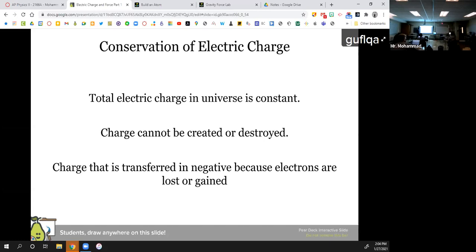So just like conservation of energy or conservation of momentum, there is a law of conservation of electric charge. So the total charge in the entire universe is constant. Charge cannot be created or destroyed. It's basically transferred from one object to another. And in terms of this unit, what is being transferred is a negative charge or an electron, because electrons are easy to gain or lose.